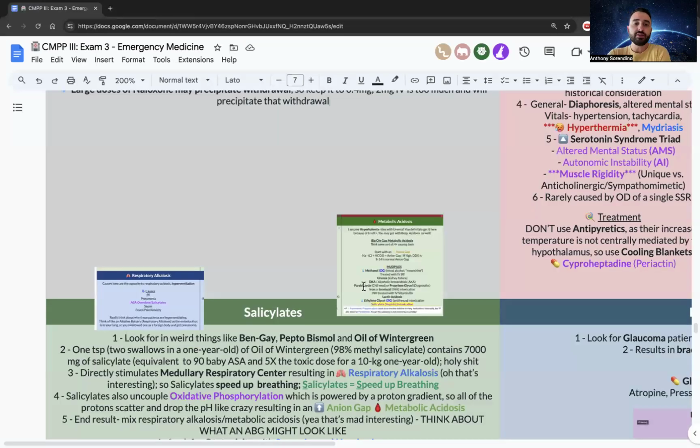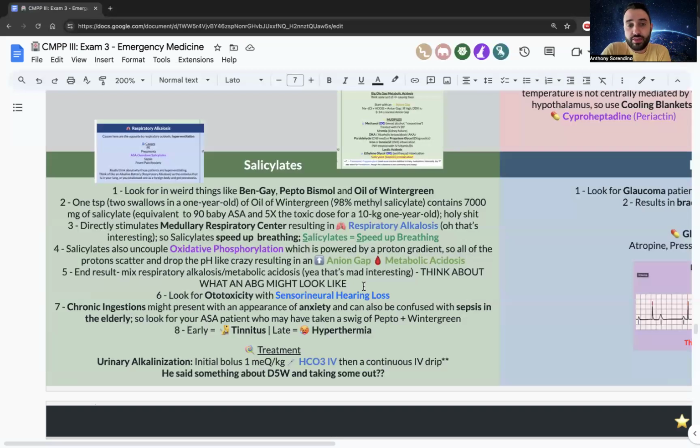All right, salicylates is a pretty interesting one. You're going to see this in things like Bengay, Pepto-Bismol, oil of wintergreen. It stimulates your medullary respiratory center, resulting in respiratory alkalosis. So what type of breathing would result in respiratory alkalosis? Slow breathing, right? Wait, no. Rapid breathing. Yes, rapid breathing blows off CO2 and causes respiratory alkalosis. So salicylate starts with S, but it doesn't slow your breathing.